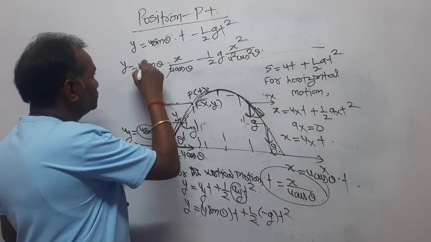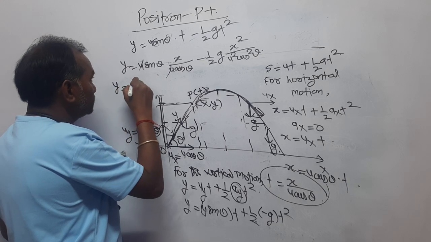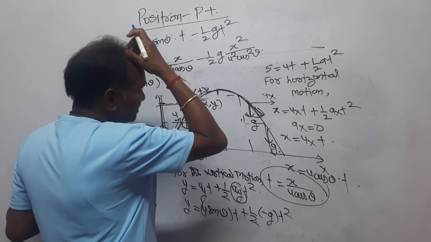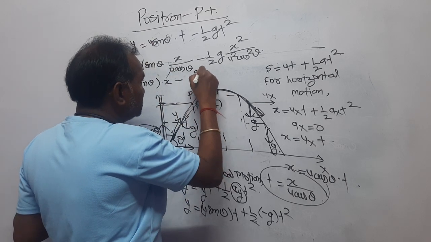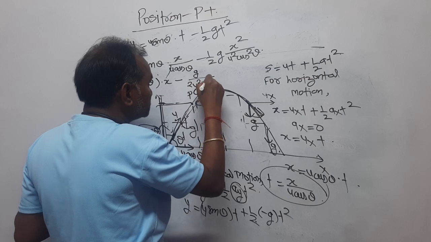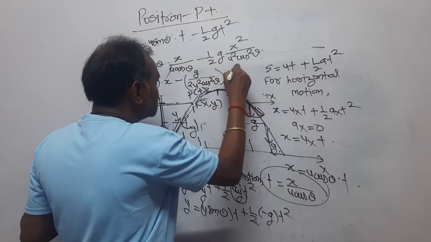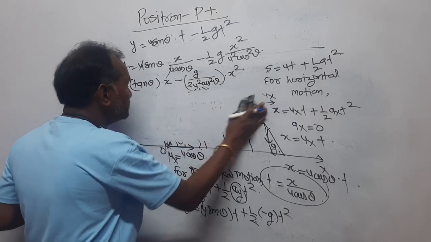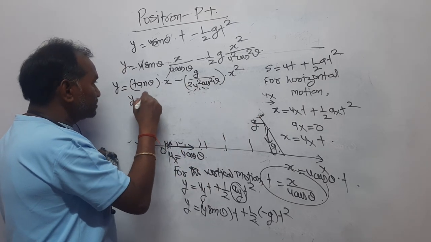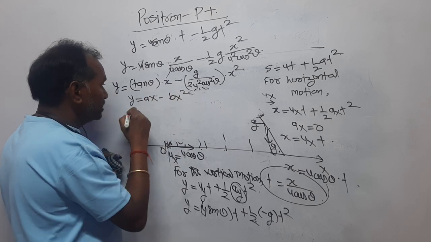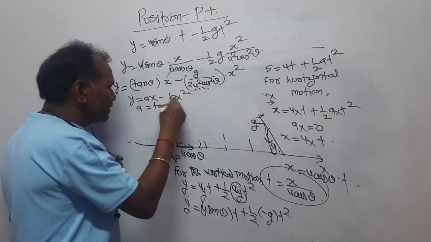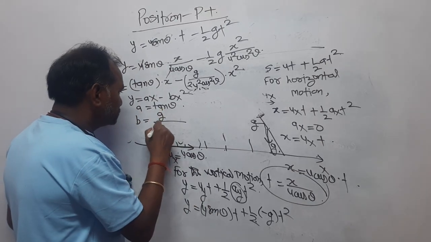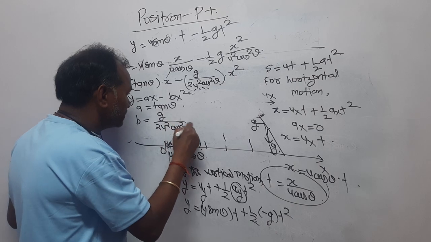Now dear student, u would be cancelled here, or y is equal to tan theta into x minus, now look here, g over 2 u square cos square theta into x square. This same equation can be written as y is equal to ax minus bx square, where a is tan theta, that for a given theta is a constant, and b is g upon 2u square cos square theta.